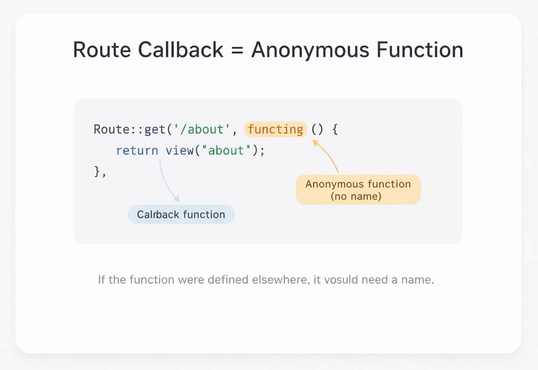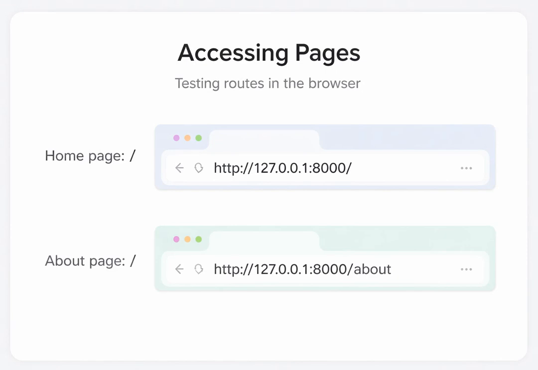The function you place directly inside the route is a callback. Because it's written inline, it usually doesn't need a name, so it's an anonymous function. If you moved that logic somewhere else and wanted to call it later, then you'd need a named function or a controller method. Once the routes exist, you test them by visiting the URLs. The home page is just /. The about page is /about.